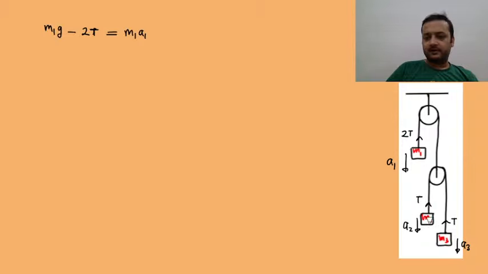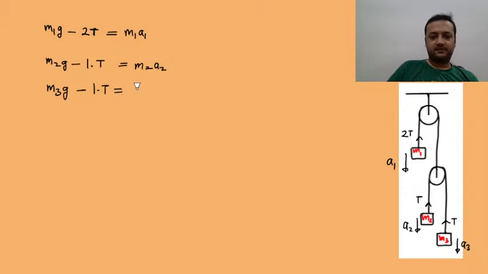What about M2? I would have written M2g minus tension. I am writing 1 into tension deliberately because I want to show you how this 1 will come into the picture. So M2g minus 1 into T is equal to M2 into A2. And similarly for M3, I would have done M3g minus 1 into tension, equal to M3 into A3.